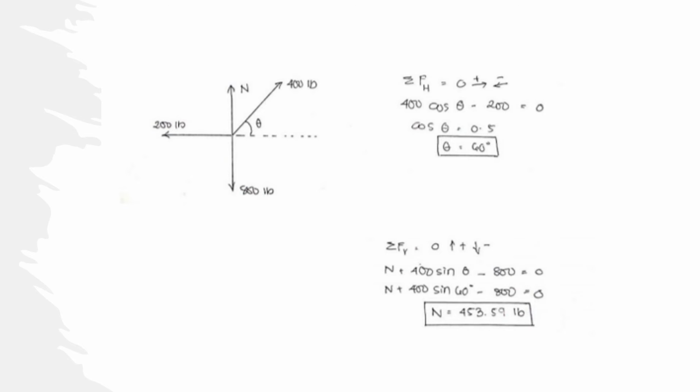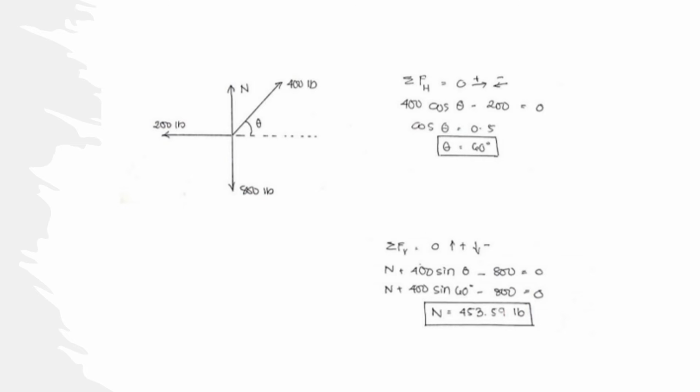So we have a 200 pound force pulling on the left side, as you can see in the diagram, and 800 pounds downward, which is the total weight, then a 400 pound force with an unknown angle. We need to determine first the angle by using the summation of horizontal forces. 400 cosine of the unknown angle minus 200 is equal to 0, and then the arc cosine of 0.5, then we get the angle, which is 60 degrees.